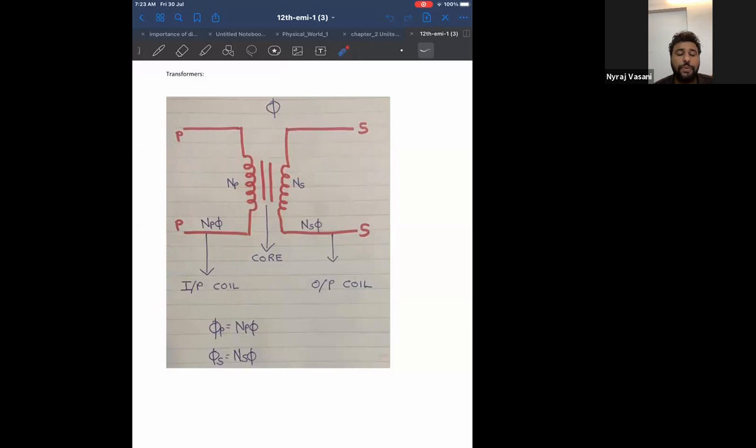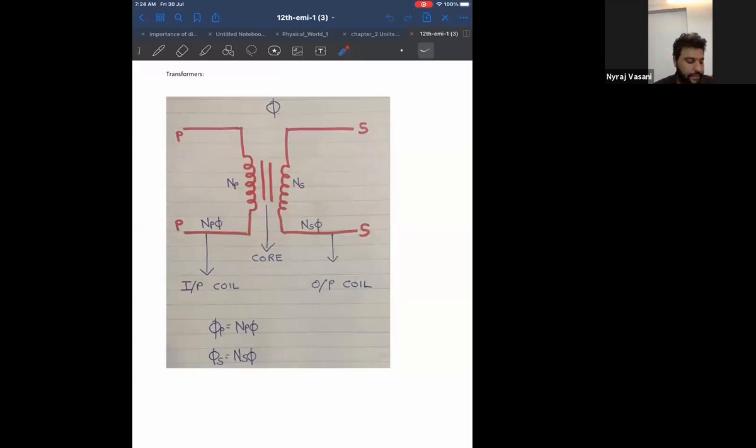Since this topic is what? What is the name of the chapter? EMI, correct? Electromagnetic induction. Now, in induction, the two coils cannot touch each other because if they touch each other, it becomes conduction. Induction means you should not touch each other and transfer the charge. Therefore, it is very important that primary and secondary are separated by some distance. That is why I separate them by something called as core.